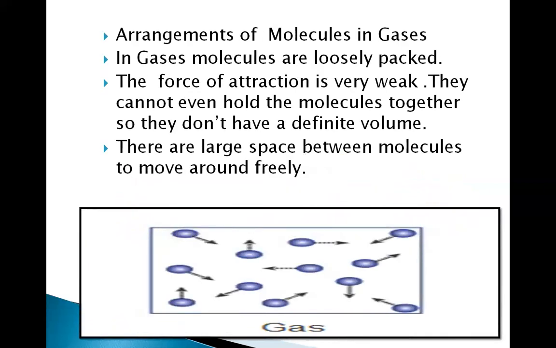Now the molecular arrangement of gases. In gases, molecules are loosely packed. The force of attraction is very weak. That is the reason they flow. They cannot even hold the molecules together and do not have any fixed shape or fixed volume. There are large spaces between the molecules so that they can move around very, very freely. Air, which is around us, is a mixture of gases like nitrogen, oxygen, carbon dioxide, and these gases do not have any fixed volume. They fill up whatever space is available for them. That is gases.